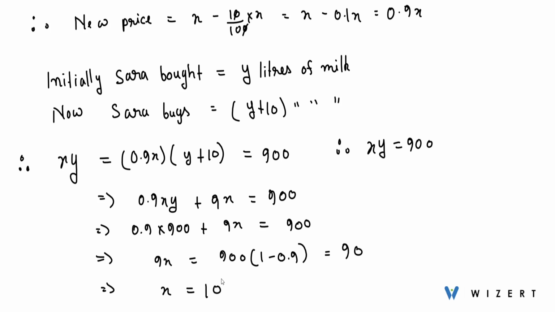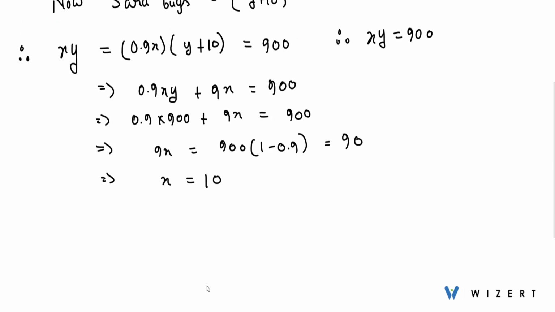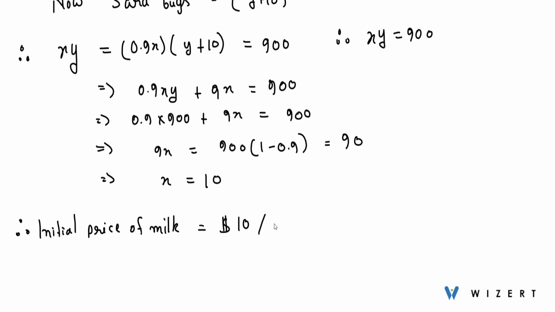So initial price was 10, right? Initial price of milk equals $10 per liter, and thus this will be our final required answer.